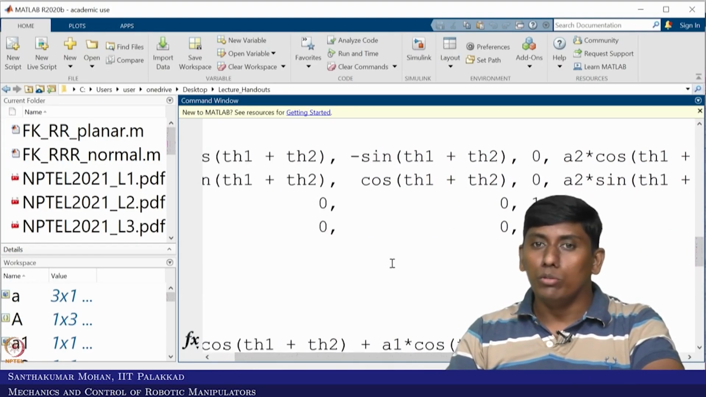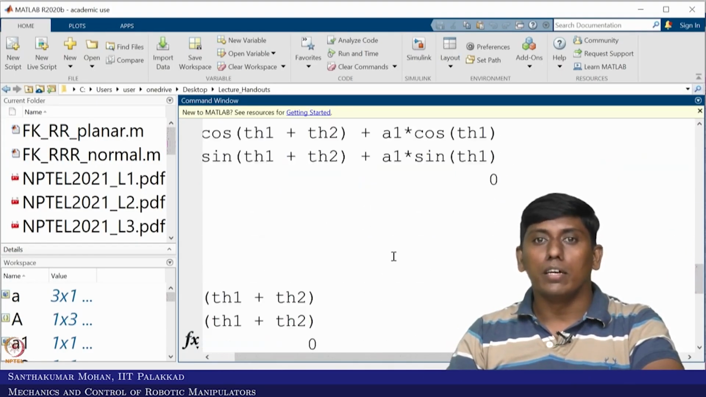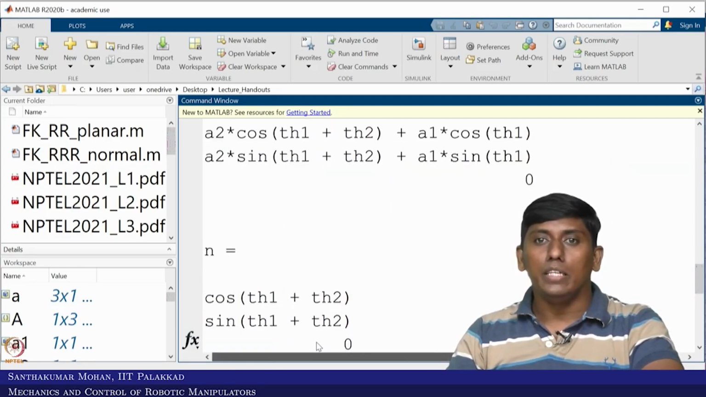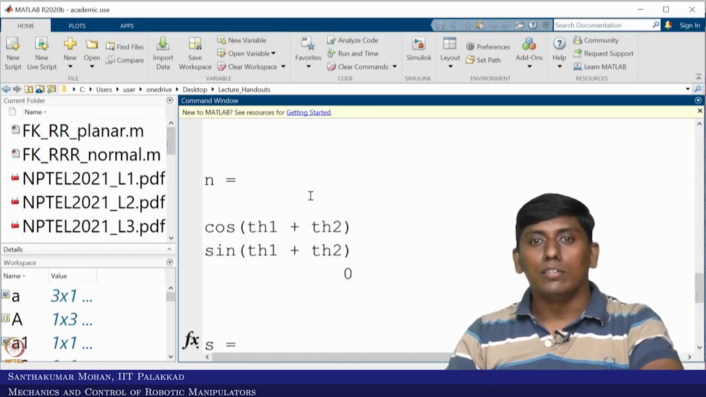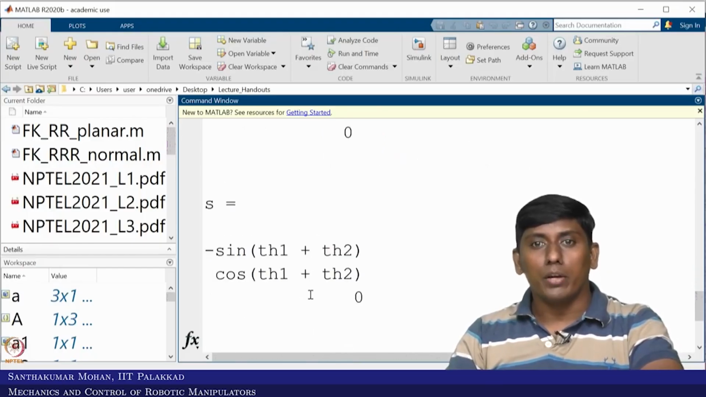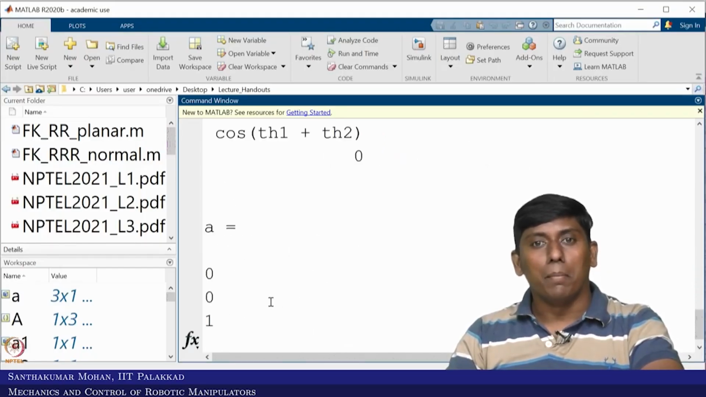So you can take the individual parts, the position vector. The position vector that we used to get is A1 cos theta 1 plus A2 cos theta 1 plus theta 2. The order is changed, but the output is the same. Then there is a sine case, that would be your y value. This is the x value, this is the y value, the end effector position, and this is your normal, this is your sliding, and this is your approach.